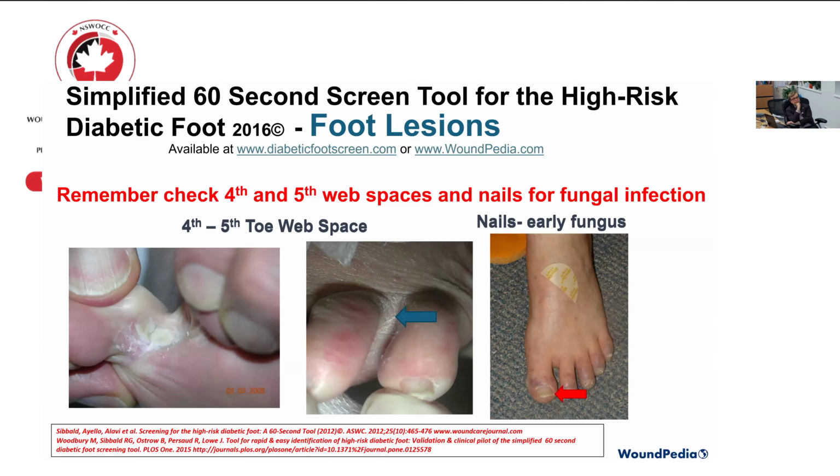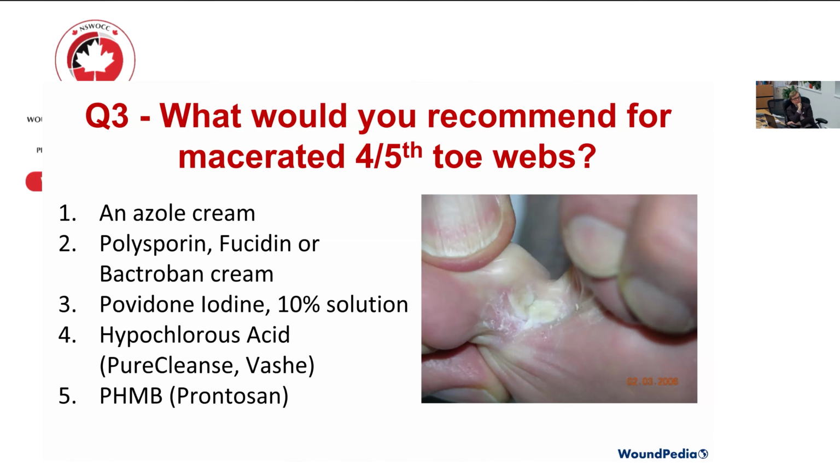Next one. What would you recommend for macerated fourth and fifth toe webs? Number 1, an azole cream, so that's clotrimazole or Canesten, ketoconazole, econazole, or miconazole; I think I mentioned clotrimazole at the beginning. Number 2, would you recommend Polysporin, fusidin or Bactroban cream? Number 3, would you recommend povidone iodine 10% solution?